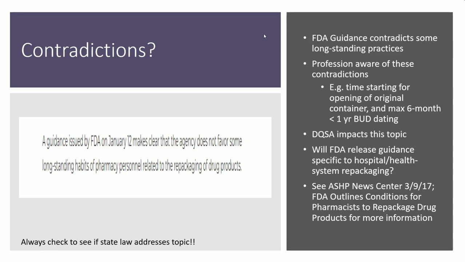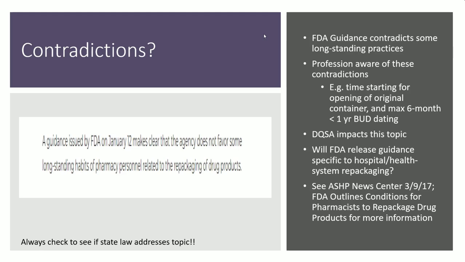Now, there are some contradictions with what pharmacy practice, especially in the long-term care facilities and the health systems, had been doing for years. So when this guidance came out, ASHP put some things out, as well as some others, but I picked this one from ASHP because basically what they said is that a guidance issued by FDA back on the 12th of January of 2017 makes clear that the agency does not favor some longstanding habits of pharmacy personnel related to the repackaging of drug products. So what happened is this guidance contradicts some things that we commonly did in pharmacy practice. So the profession is aware of this.